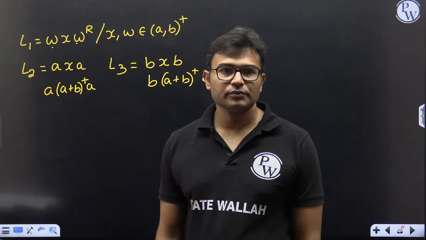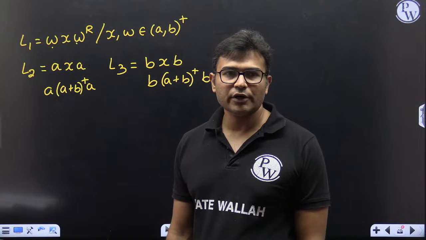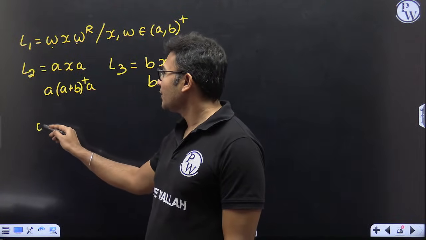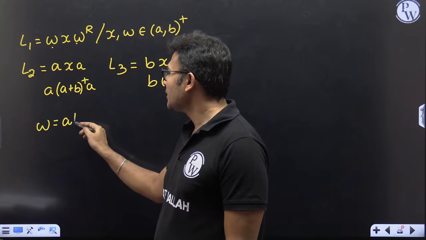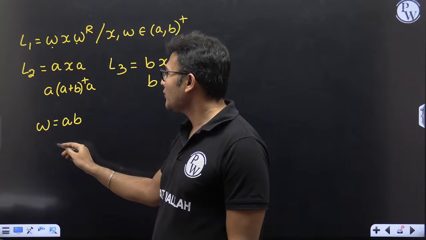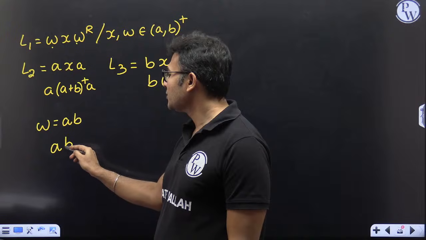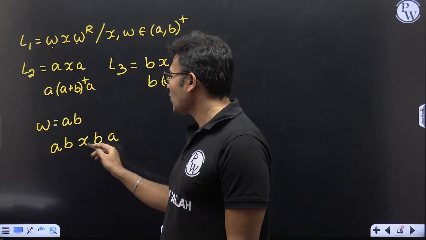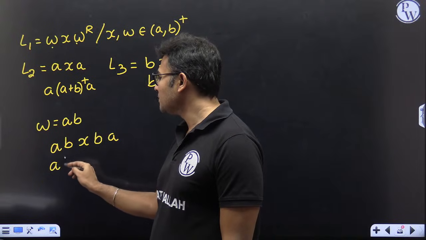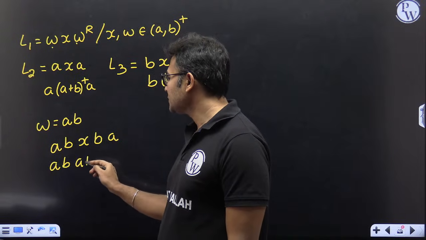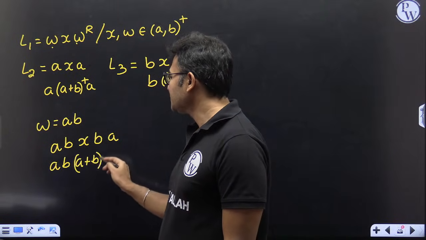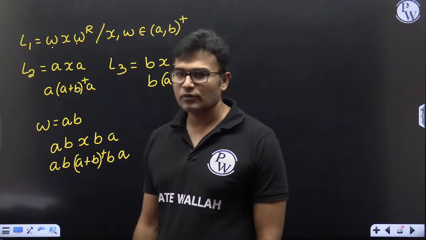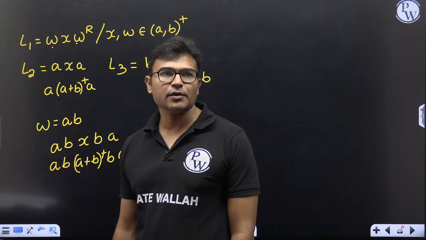Okay, this is regular, Vikram. So now let us say W equal to AB. Then what will this string be? AB followed by X followed by BA. Now what is X? X is A plus B plus, right? So it is A plus B plus followed by B followed by A.